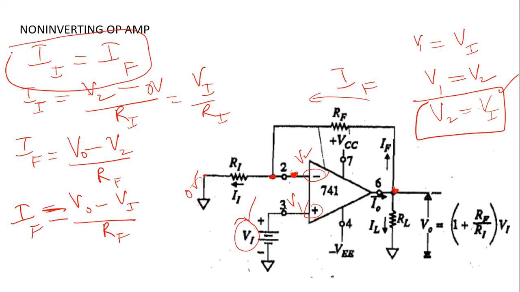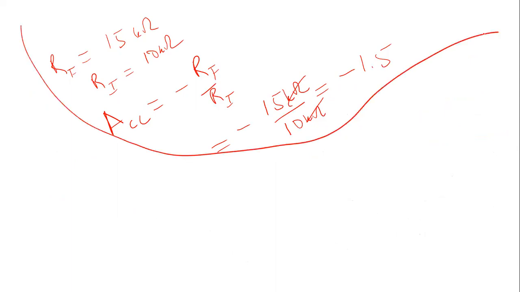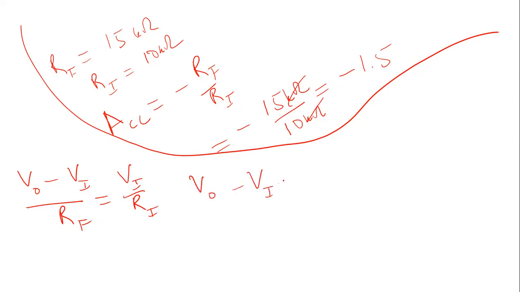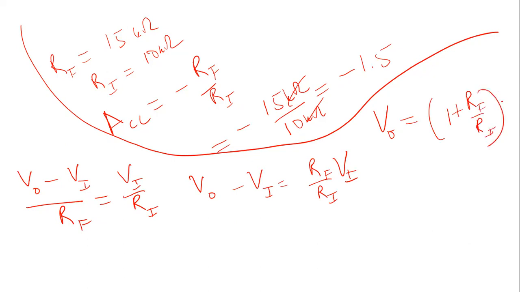Now, these two are supposed to be equal, so put them in this equation. You get V naught minus VI upon RF equal to VI upon RI, which gives V naught minus VI equal to RF upon RI into VI. My handwriting is a little poor, but I hope you can still read it. V naught will be equal to 1 plus RF upon RI, into VI.